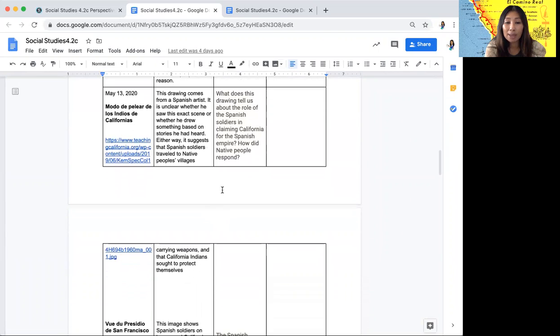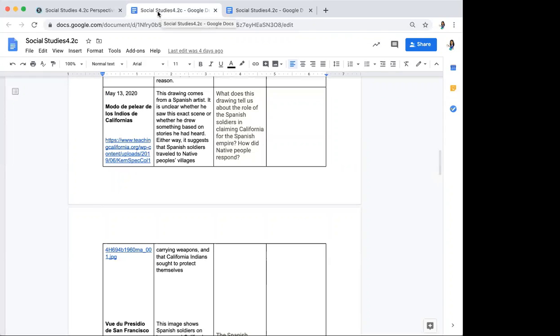We're going to be looking at a drawing first, and the drawing is called Modo de Pelear de los Indios de California. This drawing comes from a Spanish artist. It's unclear whether he actually saw this scene or whether it's just based on a story that he heard. Either way, it shows that the Spanish soldiers traveled to Native people's villages carrying weapons, and that the California Indians sought to protect themselves. So the question you're going to answer for this drawing is, what does this drawing tell us about the role of the Spanish soldiers claiming California for the Spanish Empire, and how did the Native people respond?